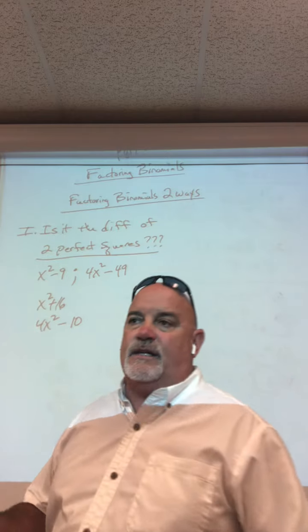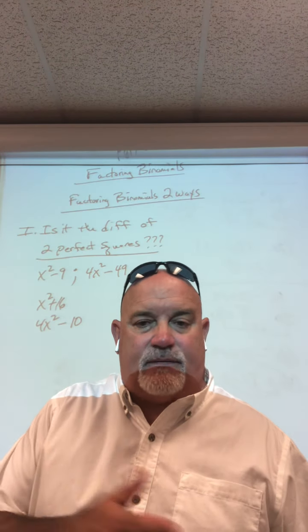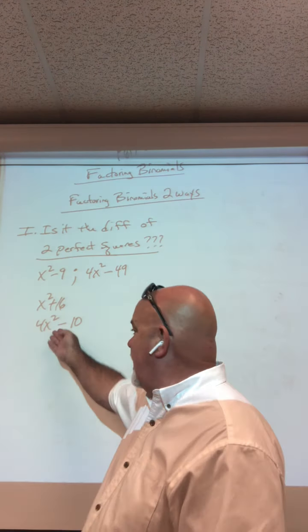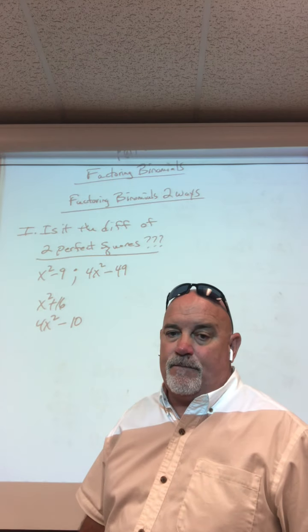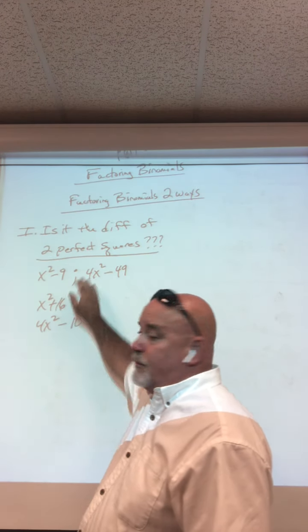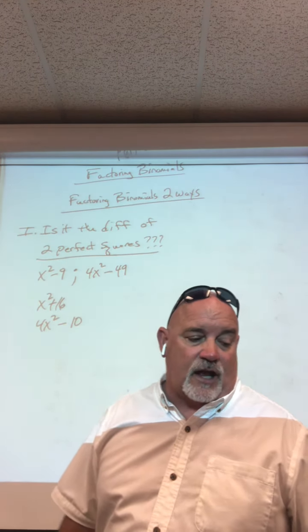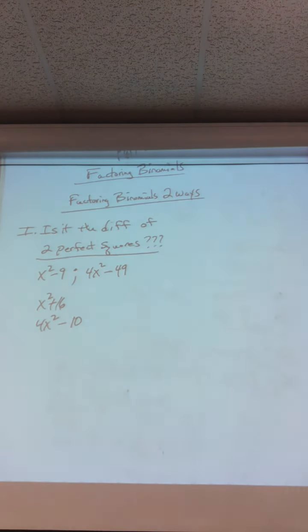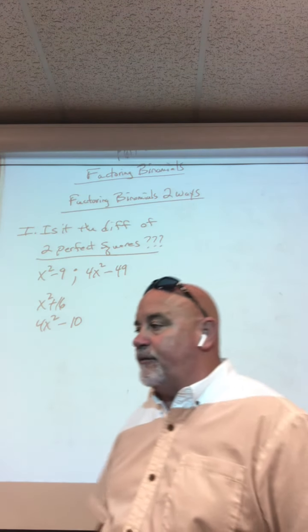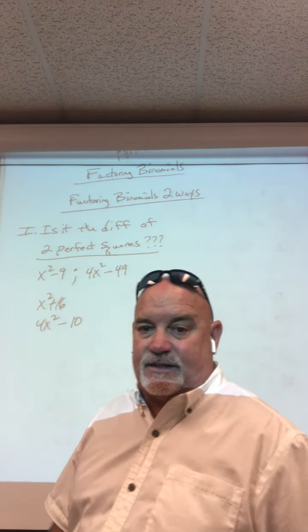You say, well, 10 is 5 times 5 and 5. No, 5 times 5 is 25. So this is not the difference of two perfect squares. So this is what the difference of two perfect squares looks like. Now, let me show you how it factors. And of all the factorings that we've done, the difference of two perfect squares is definitely the easiest.